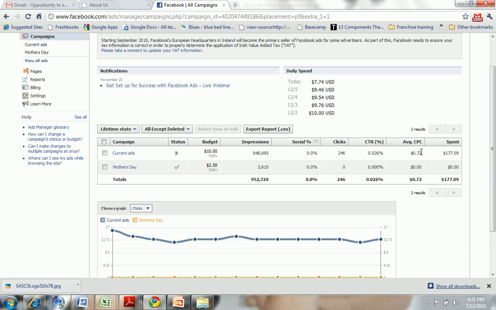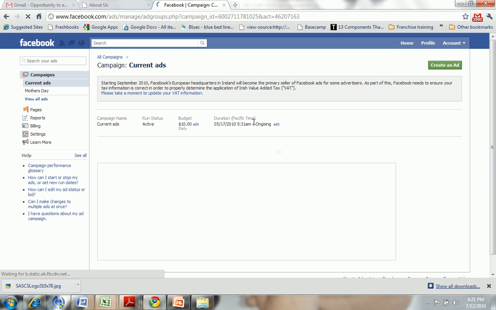Now you can see this person's paying an average CPC, or cost per click, of 72 cents. And to date, they've spent $177. So that's not bad for that many people seeing their ad and that many people clicking on their ad. Let's click on here and look at the ads at a deeper level.